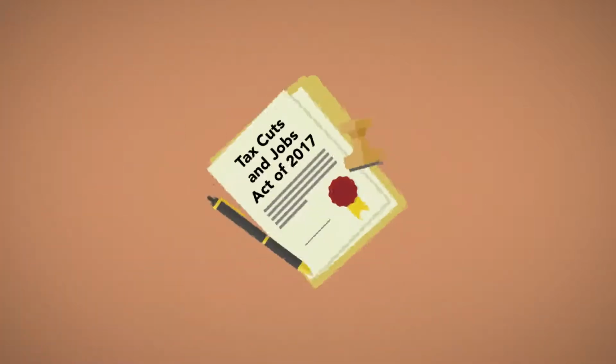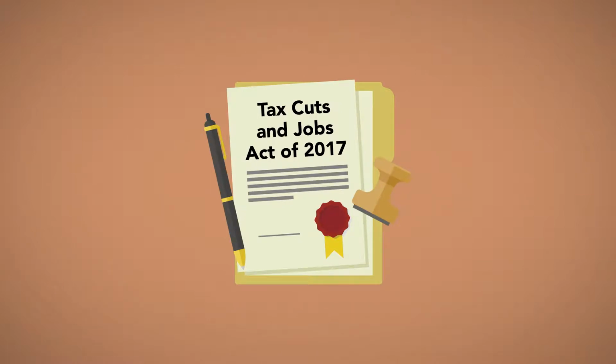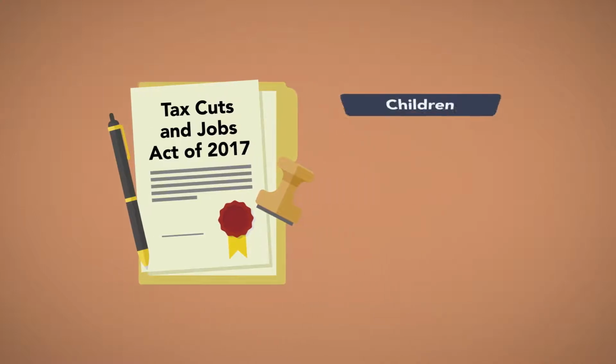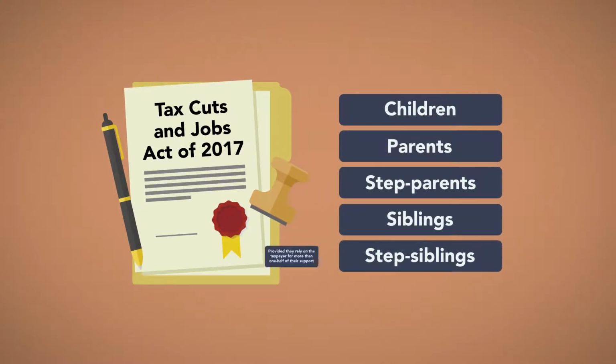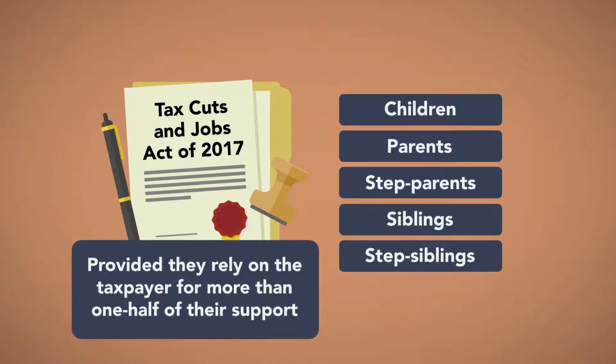The Tax Cuts and Jobs Act adds a non-refundable tax credit for other dependents. Those who qualify as dependents are the taxpayer's children, parents, step-parents, siblings, and step-siblings, provided that they rely on the taxpayer for more than one-half of their support. The maximum allowable tax credit is $500 for each dependent.